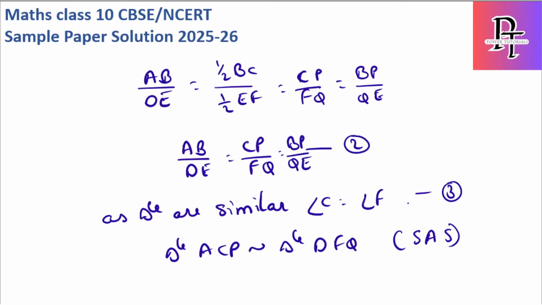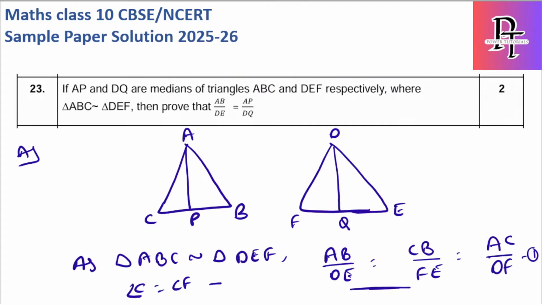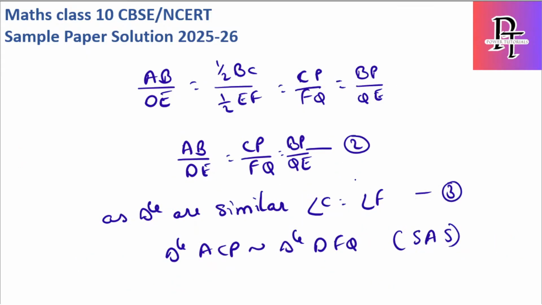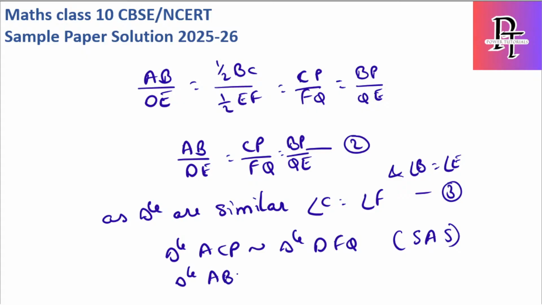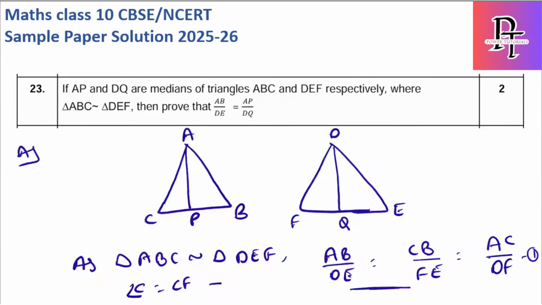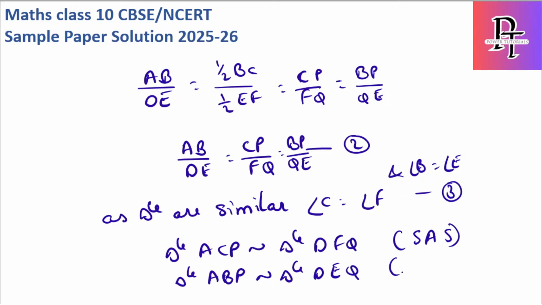Okay, so here not only is angle C equal to angle F, at the same time the right side angles are also equal, which is angle B is equal to angle E. So the same way I can say triangle ABP is similar to triangle DEQ. Again the same similarity. Okay, so for this similarity I can see the corresponding ratios are equal.